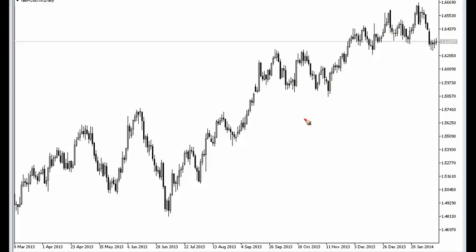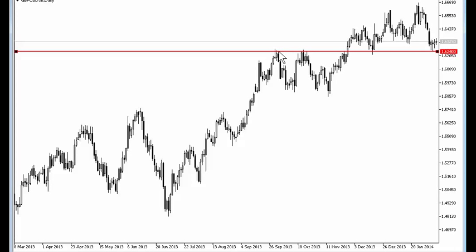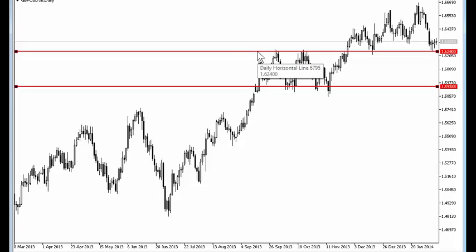So the first thing I want to do is mark the high and the low of the range, because these are the two areas we're looking for price action setups. With me it's all about trading the levels and using the price action to get me into the trades. So as you can see, this is the high of the range and this is the low of the range. So how do we trade a range trade?